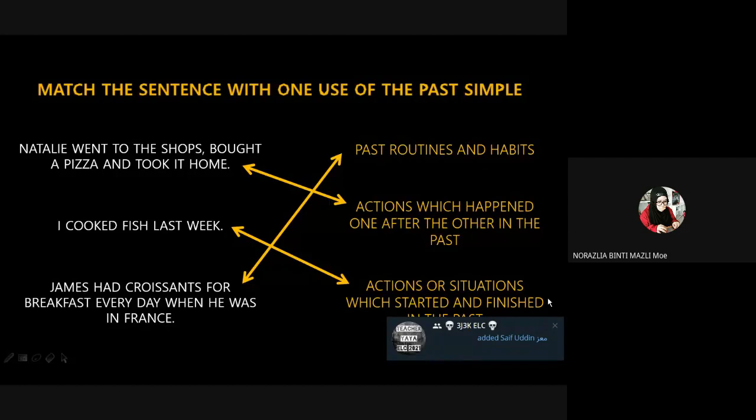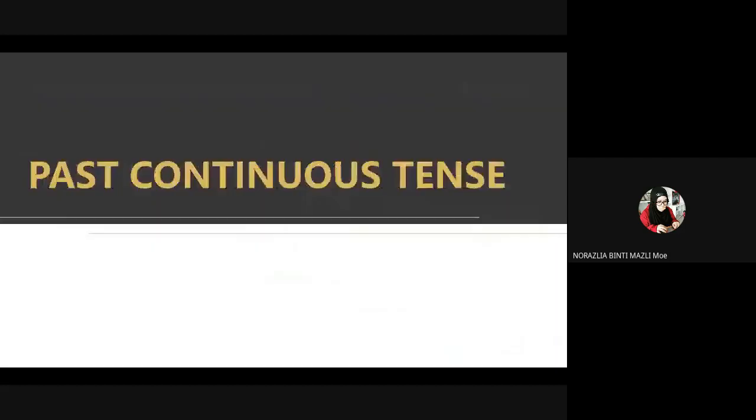Okay, then continue. We are going to look at the second part. Ni baru masuk second part. Past continuous tense. But before we enter this part, I want to ask you, for past simple, do you understand everything? Do you have any question? No. No. Okay, so you understand everything, yeah, hopefully. But if you have any question, please tell me, please text me, so that I can help you with that. Now, continue.